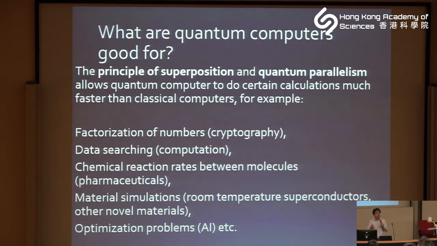For example, if you have in your database 1 million objects unsorted, you don't know the sequence of them, and you want to find one object out of 1 million, randomly allocated. Classically, you have to search almost 1 million times in order to get that data out. But a quantum computer allows you to just do it about 1,000 times. So this is what we are talking about. This is data searching. If you can make a quantum computer, it can do that for you.